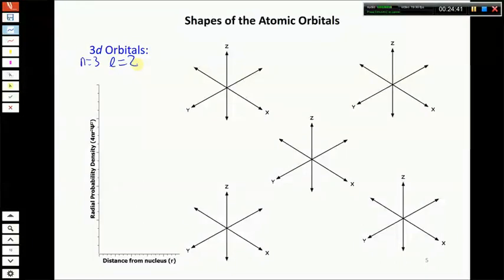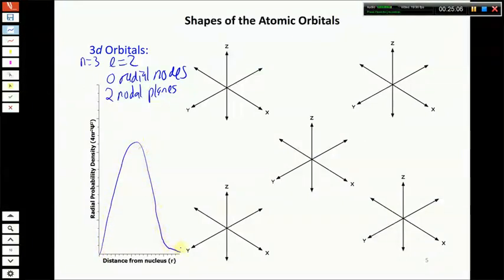If we're talking about 3d orbitals, we have 0 radial nodes, because n minus L minus 1 is 0, 3 minus 2 minus 1. But we have two nodal planes, because again, that's given by the value of L. So now we have two planes where the orbital will change phase or has zero probability of existing. The radial probability density, again, is directional, but if we go in one direction, it will look qualitatively similar to the 1s orbital. There's no radial nodes, so you're going to just have a simple function like that.